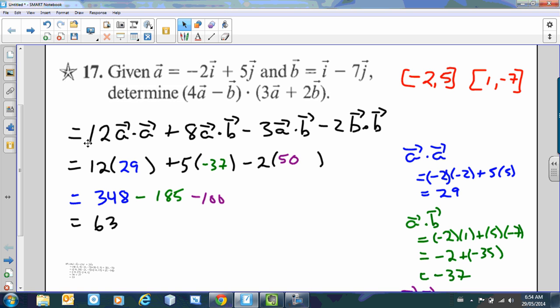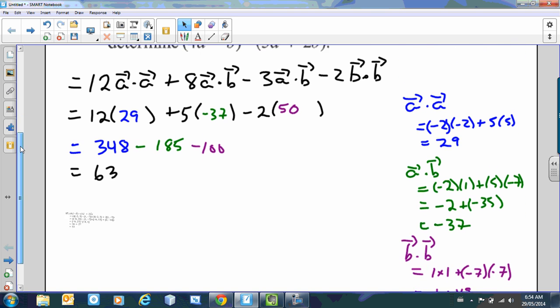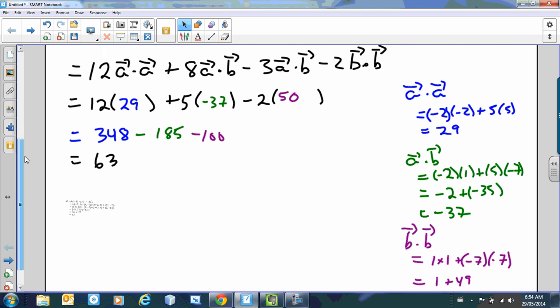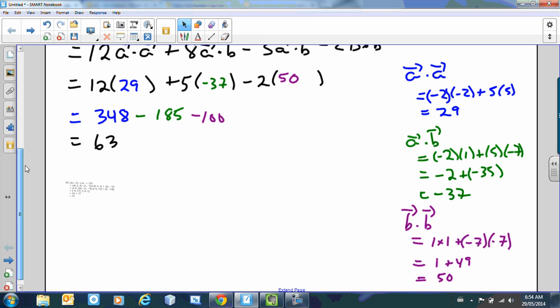4a times 3a is 12a dotted, sorry, 12 a dot a. 4a times 2b is 8 a dot b, and so on. We get minus 3 a dot b and minus 2 b dot b over here. I did the dot products off to the side. So a dot a is negative 2 times negative 2, again multiplying the x values, or the first values, and adding the multiplication of the second values. So it's 29. You can check this on your own afterwards, but 29, negative 37, and 50.